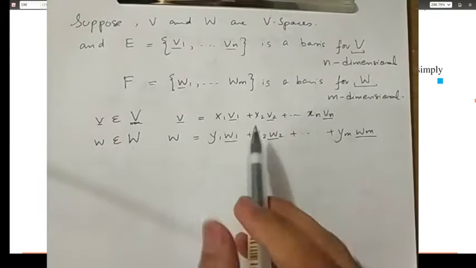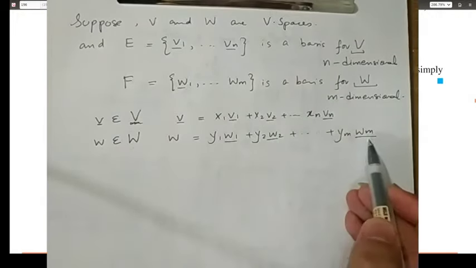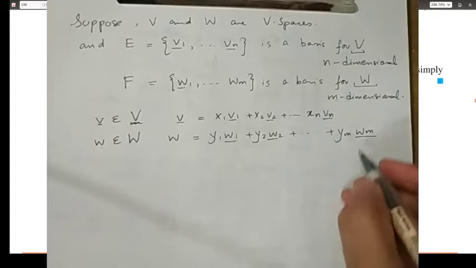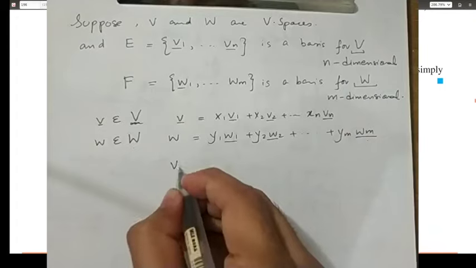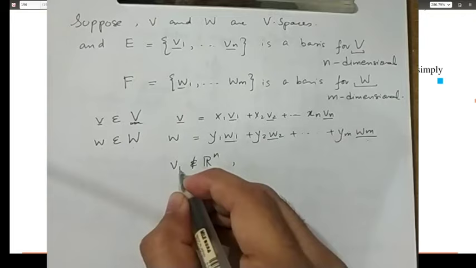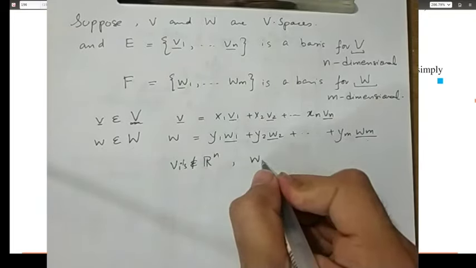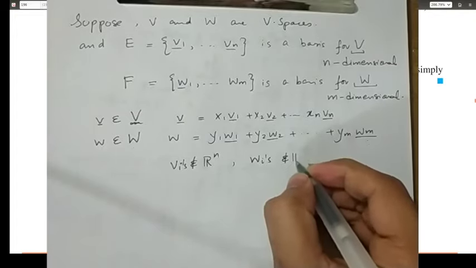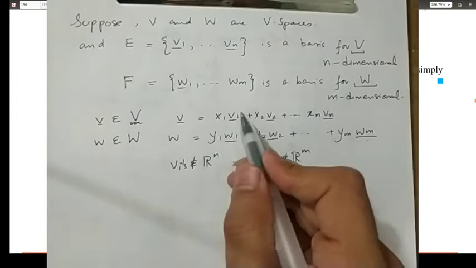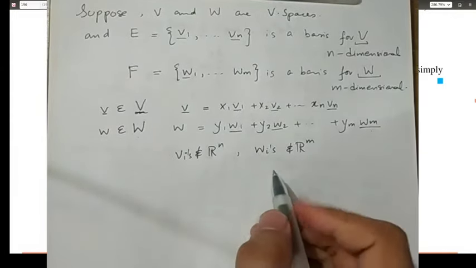So notice that even though v1, v2 up until vn and w1, w2 up until wm are basis vectors, these are not vectors in Rn or in Rm. So v1 is not a member of Rn, and similarly the vi's are not members of Rn, and the wi's are not members of Rm. These are not real dimensional vectors. They can be functions, they can be matrices, they can be polynomials, they can be anything, right?